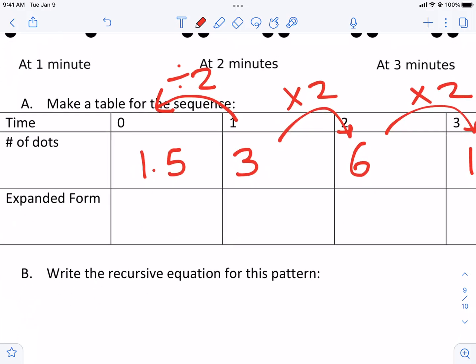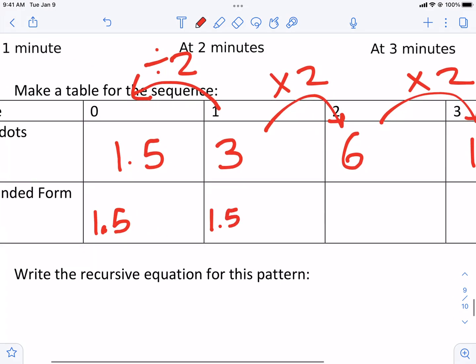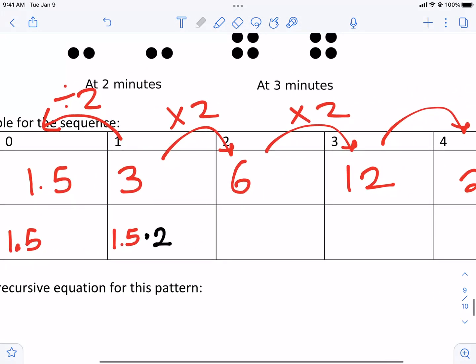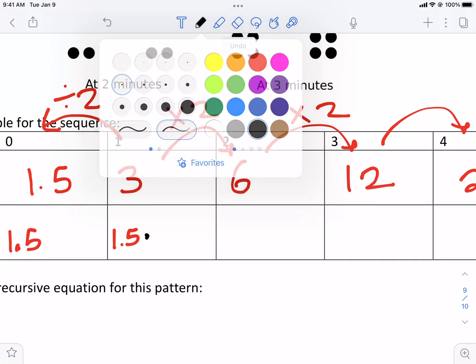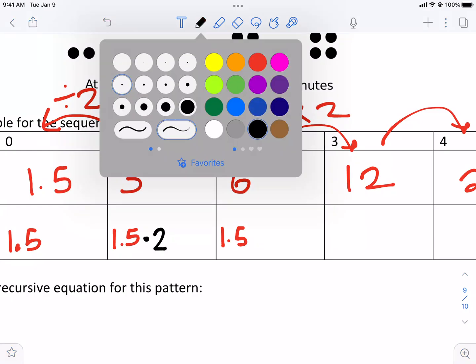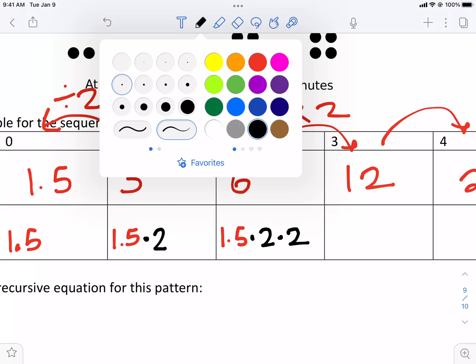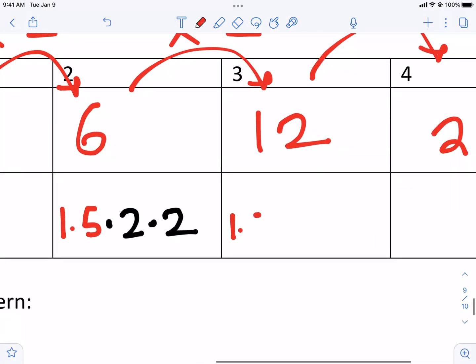All right, so expanded form, this would be 1.5. This would be 1.5 times 2. This would be, oopsies, let's do it again. This would be 1.5 times 2 times 2, and so on.